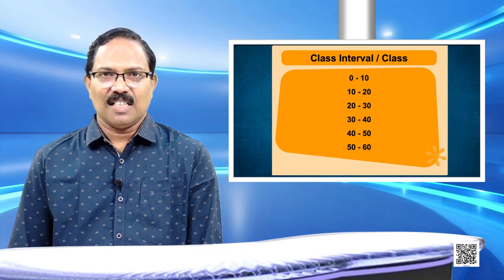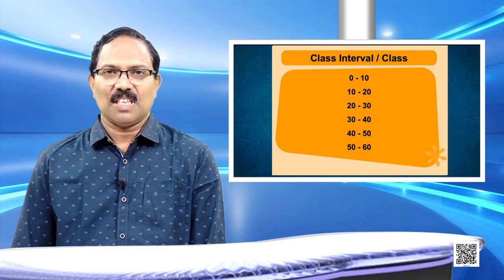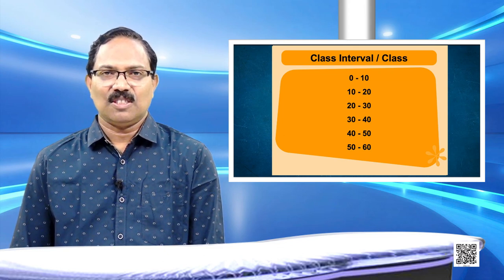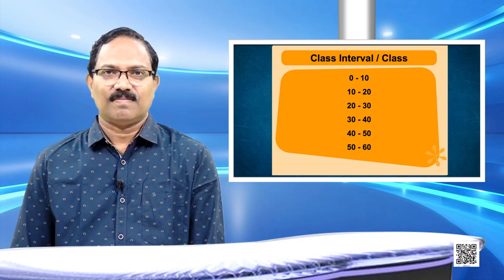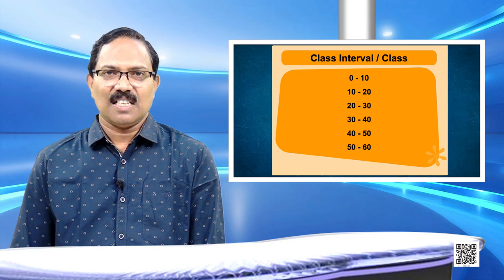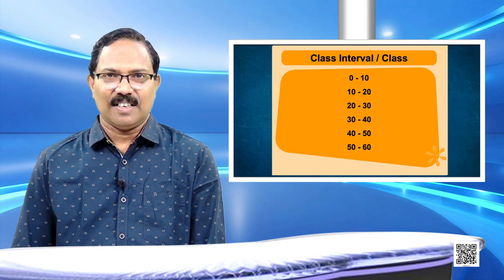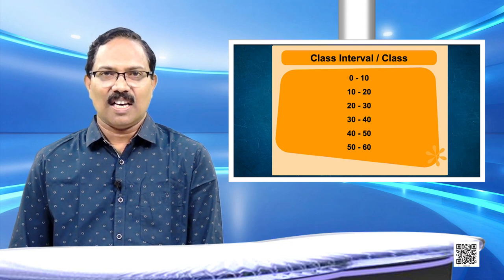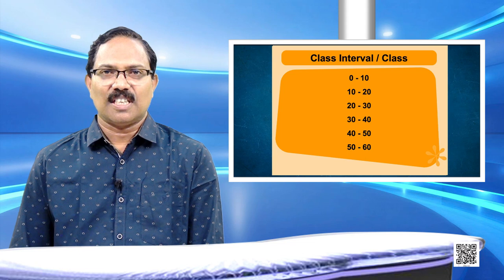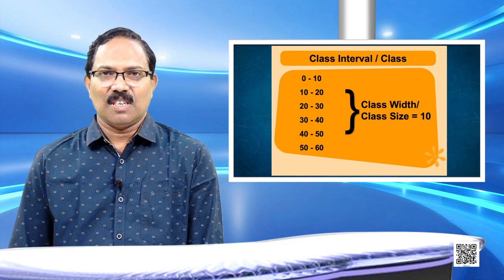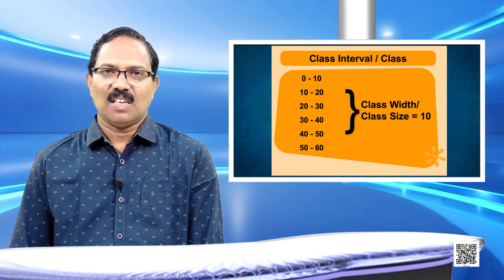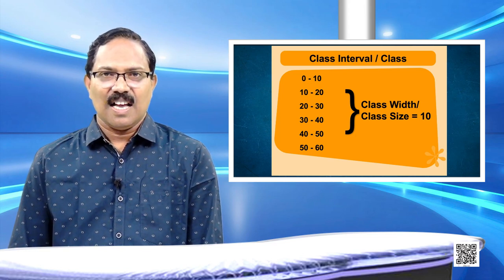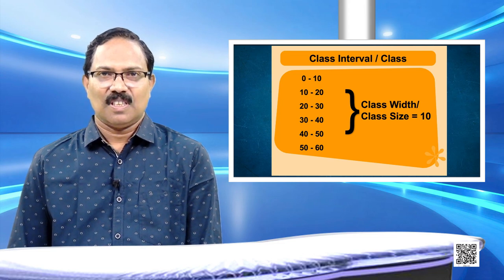Now, you look into the other class intervals. What is your observation? Yes, 10 to 20, what is the class width? Again 10. Take the class interval 50 to 60. What is the width? Yes, again 10. So, what you can conclude from this? Yes, you can conclude that in a grouped frequency distribution table, the class width will be same for all class intervals. There are exceptional cases also that you will learn in your higher classes.